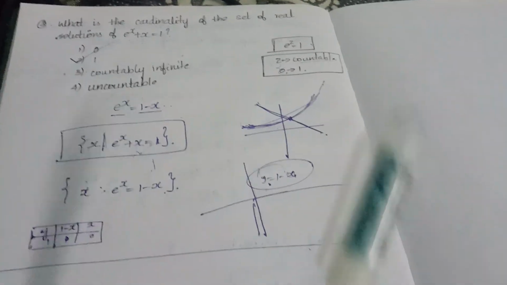So the solution is 1. The cardinality of this set is 1. Hope you all understand, and thank you.